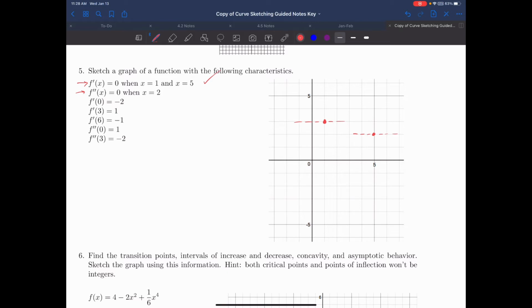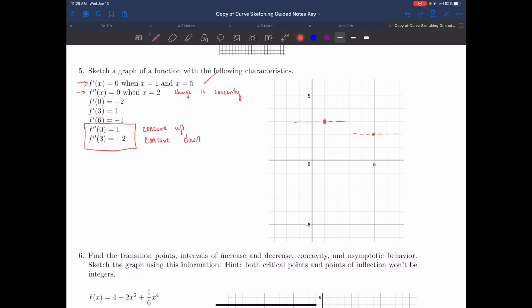So let's look down the list, and we have these two parts. f double prime of 0 is 1, and f double prime of 3 is negative 2. So at 0, f double prime of 0 is positive, so this would be concave up. f double prime of 3 would mean this is concave down. So around x equals 2, there is a change in concavity. So we call this an inflection point.